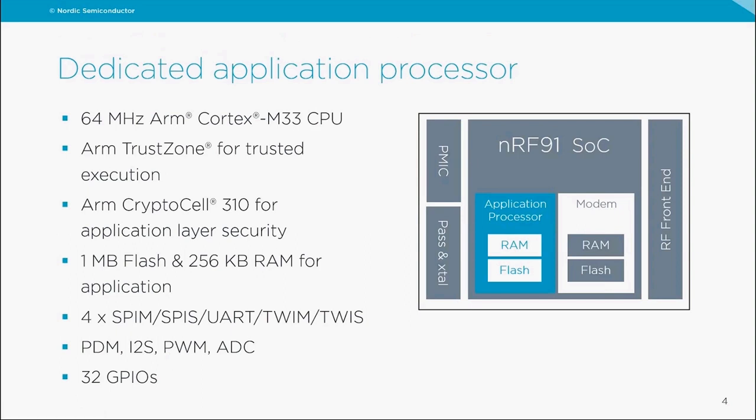Taking a dive into the application processor, which is what we're going to talk mostly about today. It is an ARM Cortex M33 from ARM at the core of it. It's the latest in low power processors, and very importantly, it features the ARM TrustZone. TrustZone is a hardware-based component for trusted execution.